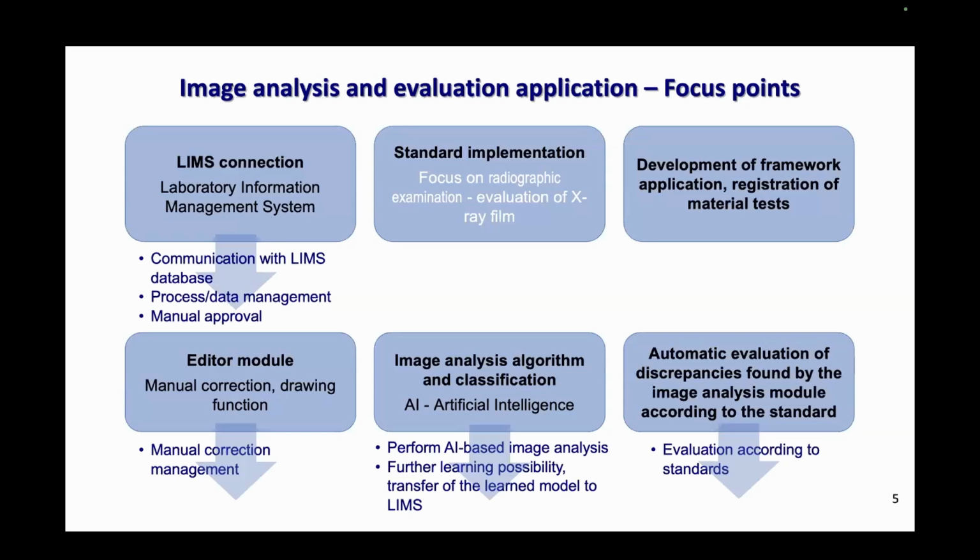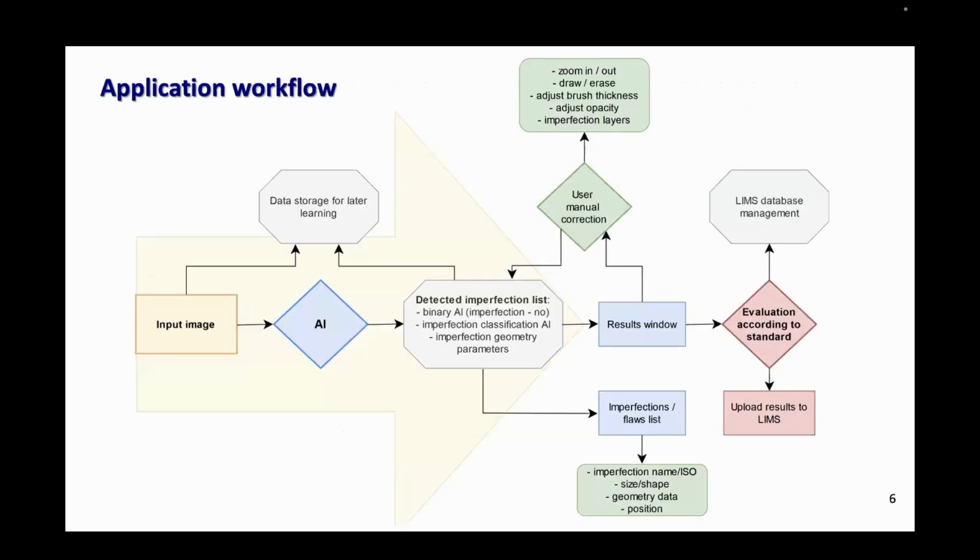After that, the AI module was developed, and we have an AI image analysis module. This shows somehow the flow chart: if you have an image, it goes to the AI module, which detects the imperfection, a binary decision, imperfection or no. After that the classification and the parameters are given, and then we can have a result, and after that we can evaluate based on the standard, and so on. Here we can have a manual correction of the result, and that we can use to train the already existing AI module as well, so that it can continuously develop.